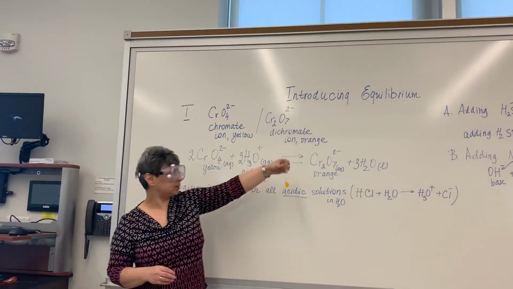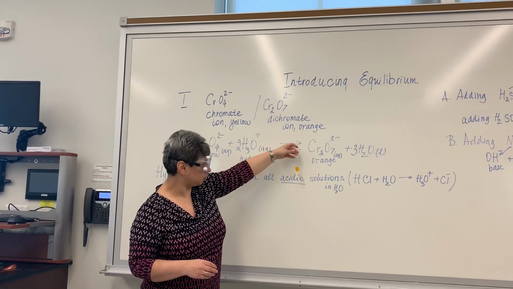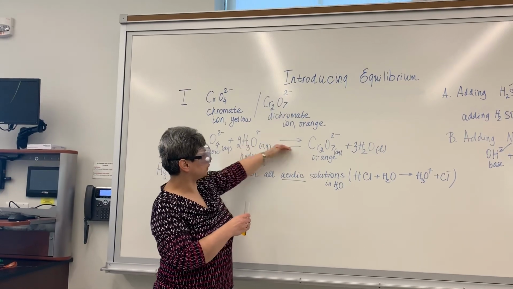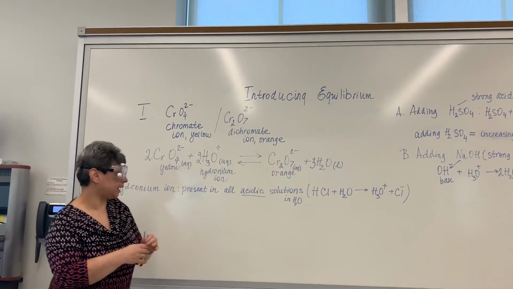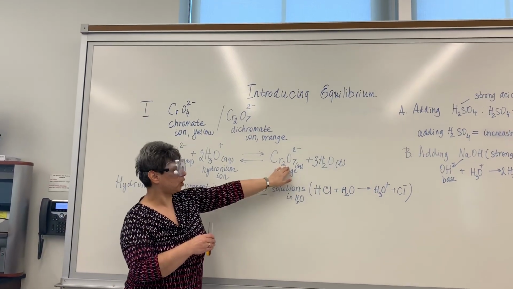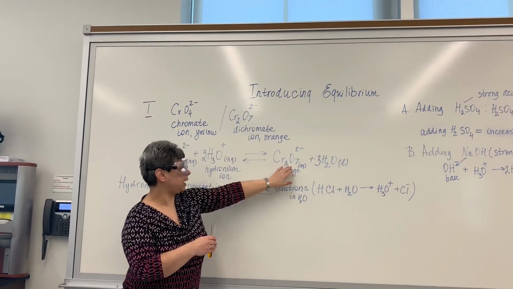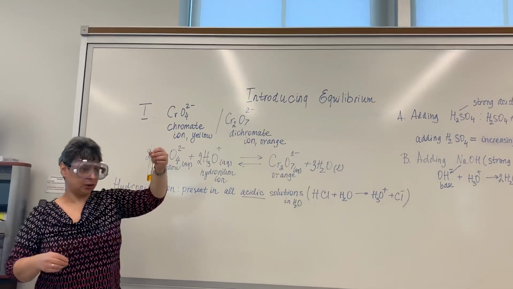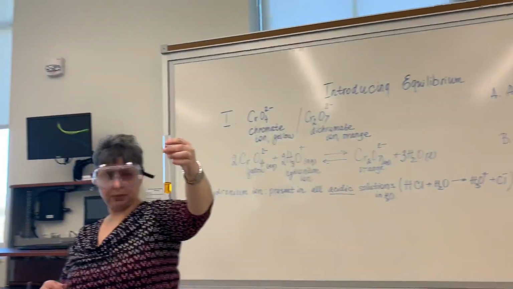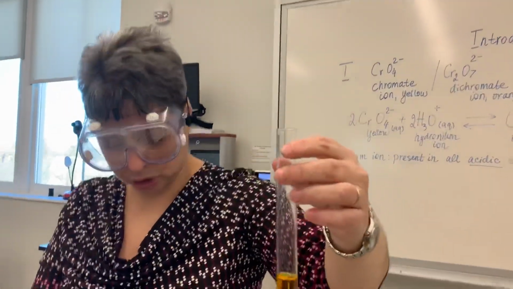So the fact that this solution has now turned orange suggests that equilibrium has shifted to the right, the forward reaction sped up, creating more of the orange dichromate ion at the expense of the reactants. So here is our dichromate solution.